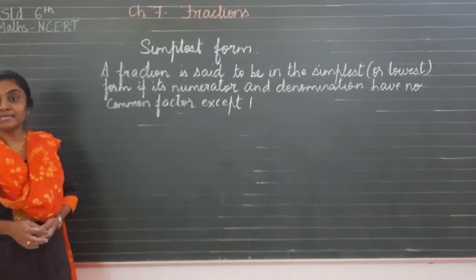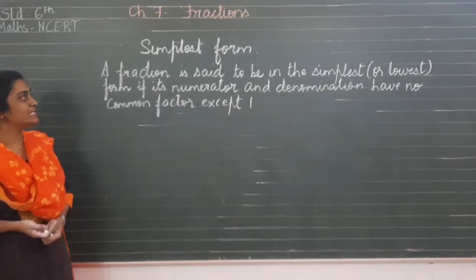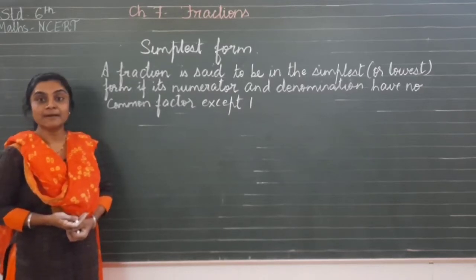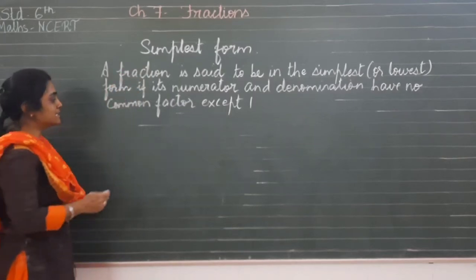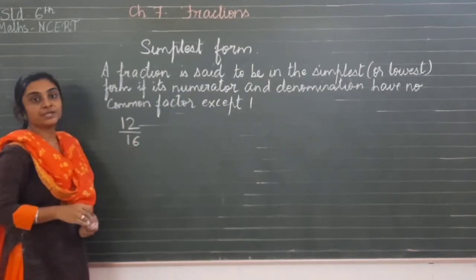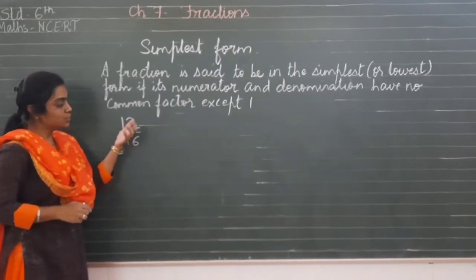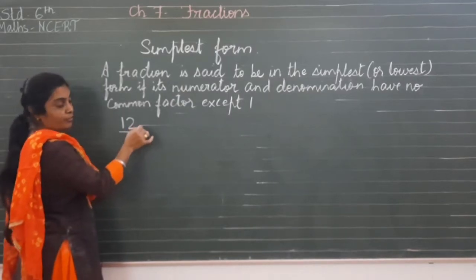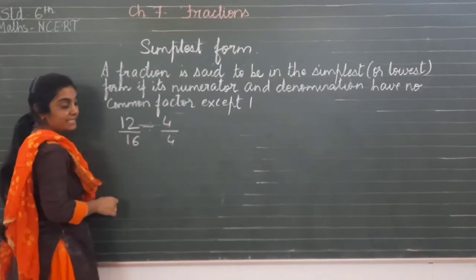Now let us see simplest form. What is the meaning of simplest form? A fraction is said to be in the simplest or lowest form when its numerator and denominator have no common factor except 1. So we have to make a fraction into its simplest form. Let us consider one example. 12 upon 16. We have to make this fraction into its simplest or lowest form. So what we will do is, we will see that 12 and 16 come in the same table, the table of 4. So we will divide by 4 in the numerator as well as in the denominator.